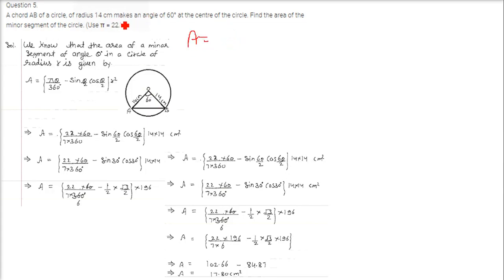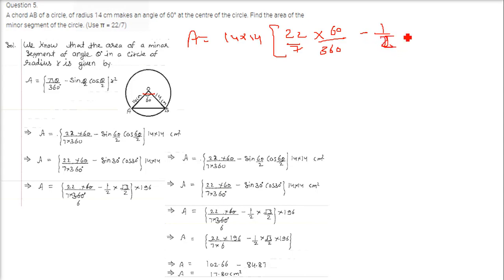So we'll use the formula. The area will be simply r square, what is the radius? 14 into 14, r square. Then we have pi, 22 by 7. Theta is 60 degree, the whole 60 degree you have to take, 60 pi by 360. And this minus sine theta by 2 cos theta by 2, sine 60 by 2 cos 60 by 2.